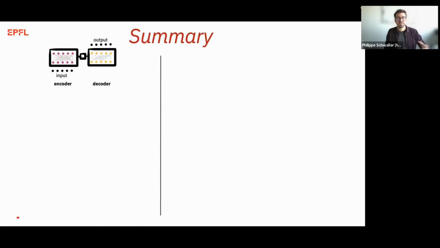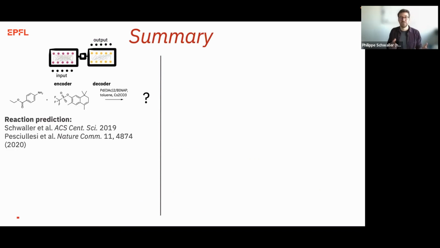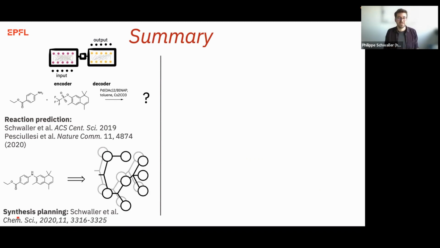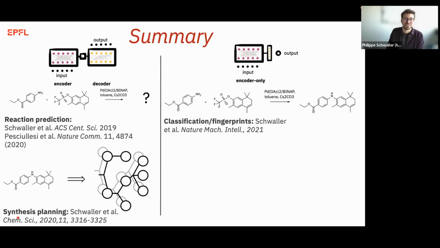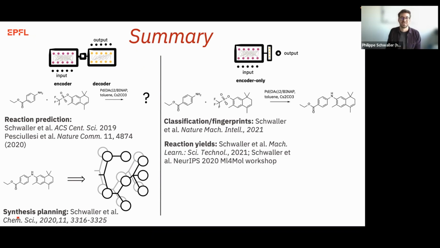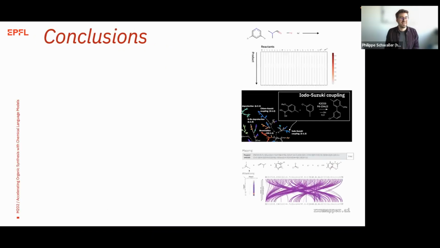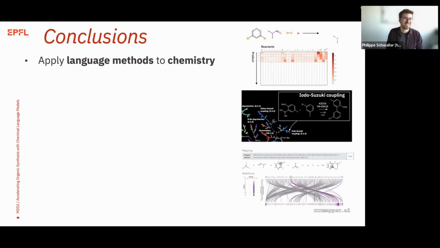And as a summary, in the first part, you've seen a reaction transformer, sequence-to-sequence models for reaction prediction and synthesis planning, and in the second part, encoder-only models for classification and fingerprints, reaction yield predictions, and atom mapping. I hope I've been able to convince you that we can get something out of applying language methods to chemistry.